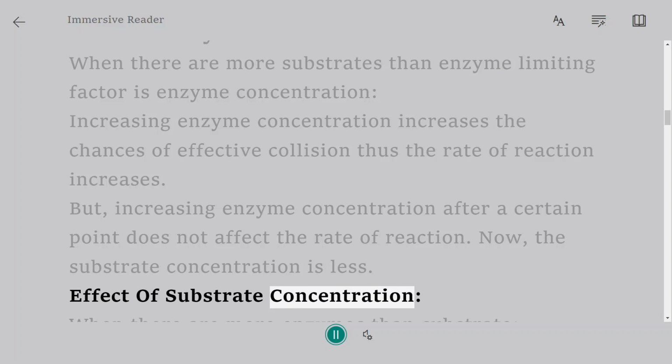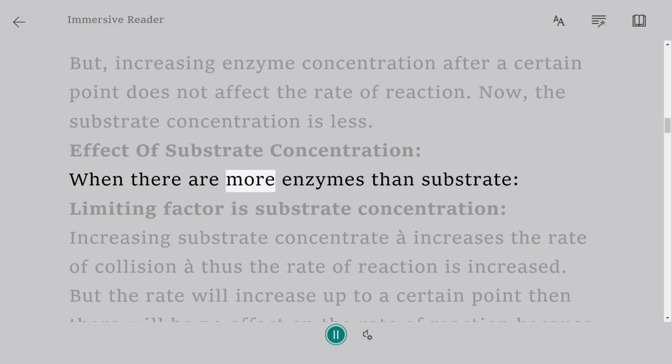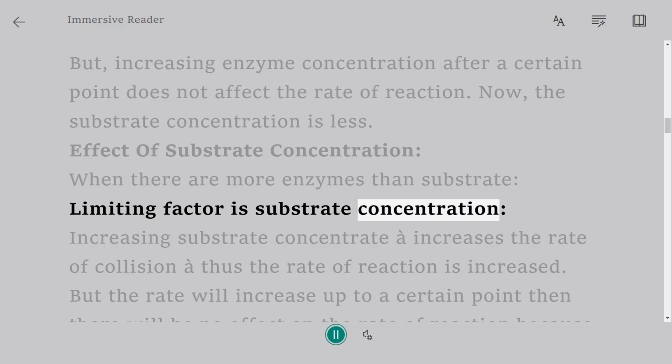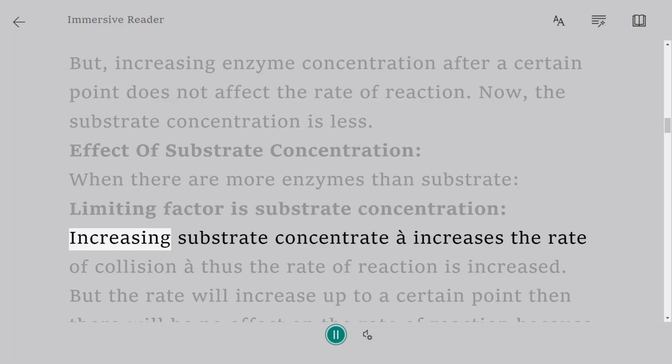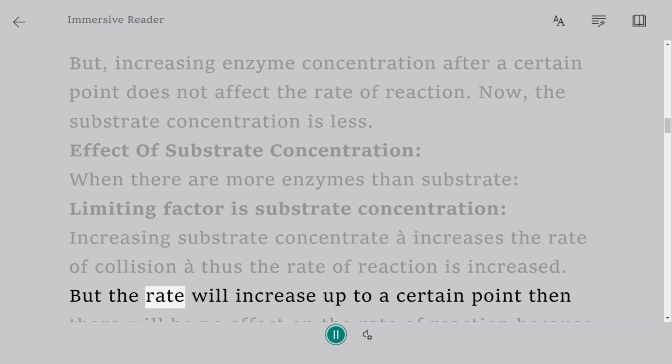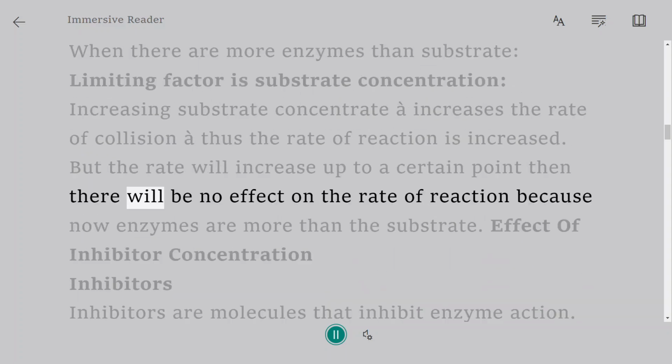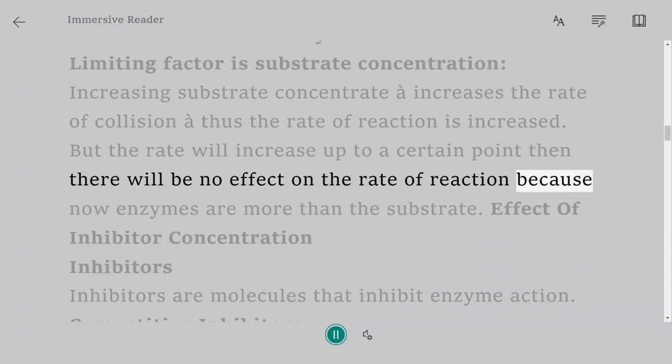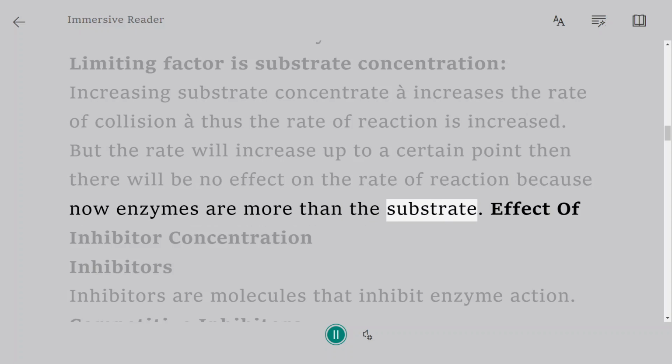Effect of substrate concentration. When there are more enzymes than substrate, the limiting factor is substrate concentration. Increasing substrate concentration increases the rate of collision, thus the rate of reaction increases. But the rate will increase up to a certain point, then there will be no effect on the rate of reaction because now enzymes are more than the substrate.